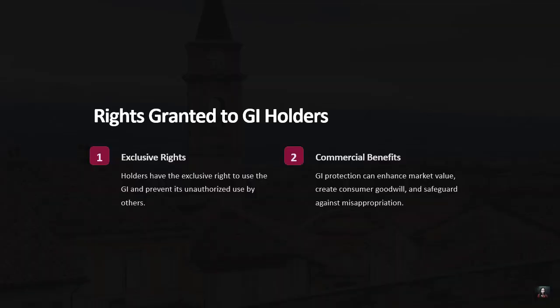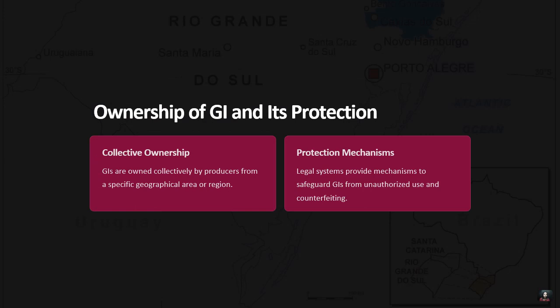Next, the rights granted to GI holders. Exclusive rights and commercial benefits. Exclusive rights: holders have the exclusive right to use the GI and prevent its unauthorized use by others. Commercial benefits: GI protection can enhance market value, create consumer goodwill, and safeguard against misappropriation. And ownership of GI and its protection. Collective ownership: GIs are owned collectively by producers from a specific geographical area or region. Protection mechanisms: legal systems provide mechanisms to safeguard GIs from unauthorized use and counterfeiting.